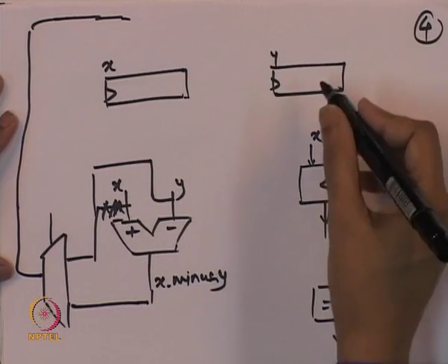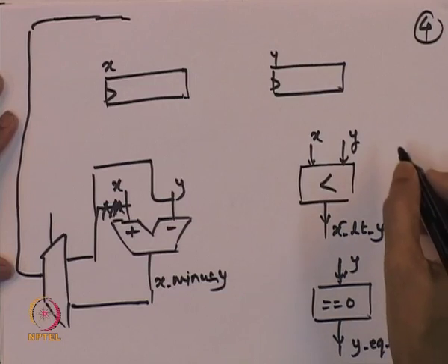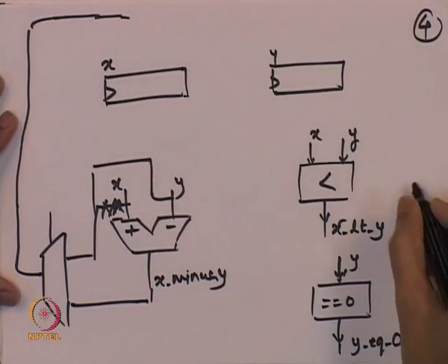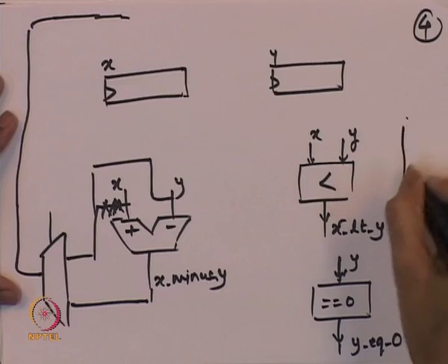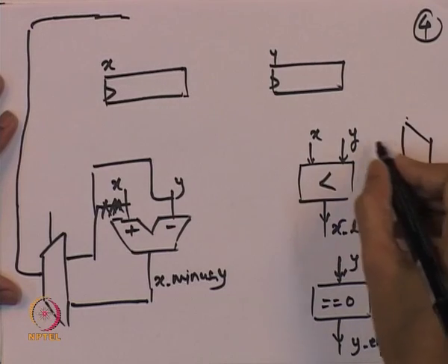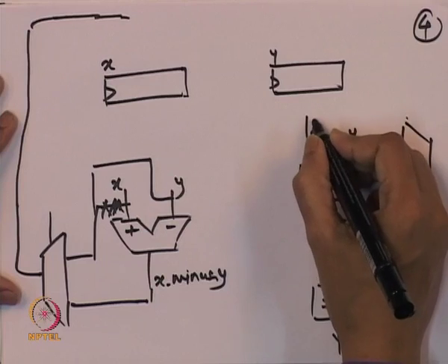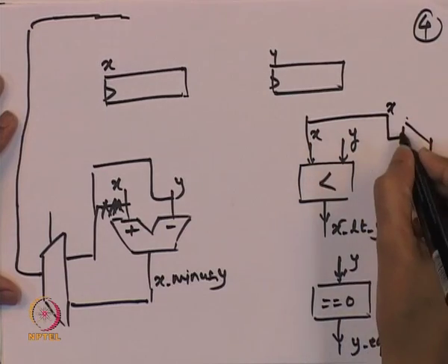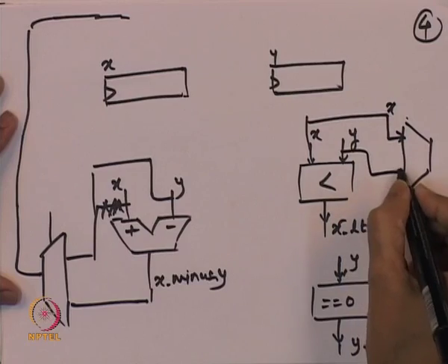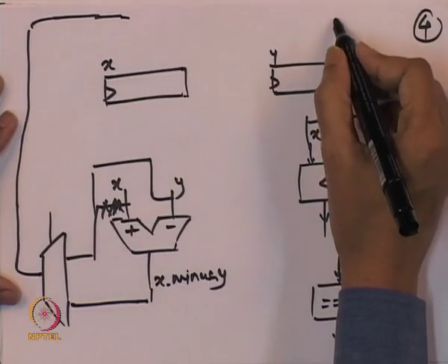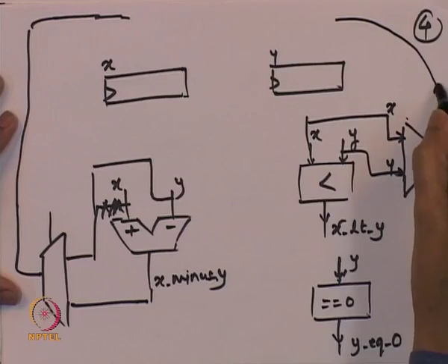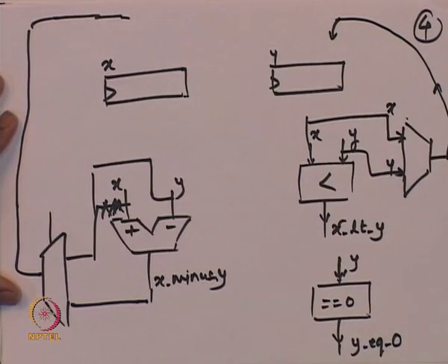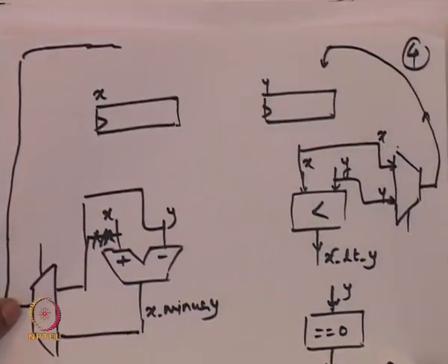Similarly, for y, we will require a multiplexer which will either route x or y towards the y register again. So, some multiplexers are required. Let us see a couple of things that we have missed out so far.